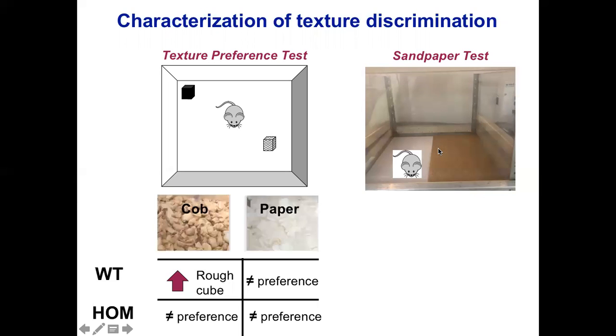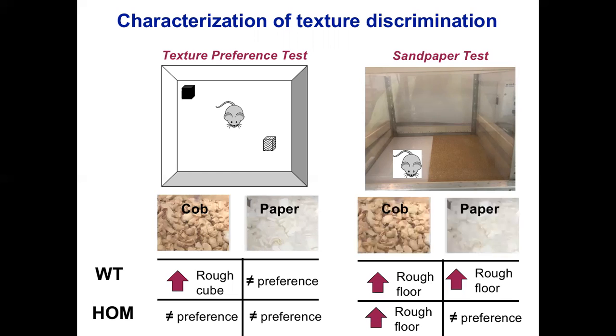For the texture preference test, we found that wild-type mice raised on cob bedding spent more time exploring a rough cube as opposed to a smooth cube, and that this interest in the rough cube was absent for our homozygote E183V mice. Interestingly, wild-type and homozygote mice raised on paper bedding had no preference for a rough or a smooth cube, which suggests that for homozygote mice raised on cob bedding, texture discrimination is impaired, and that perhaps for wild-type mice raised on paper bedding, the bedding shapes this behavior.